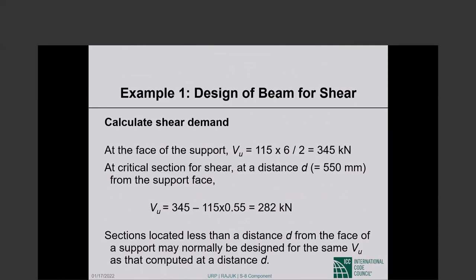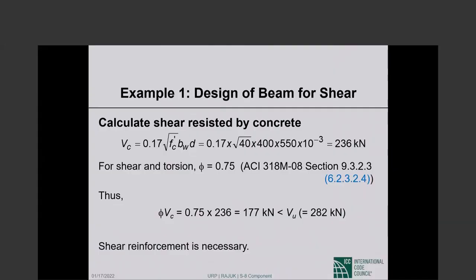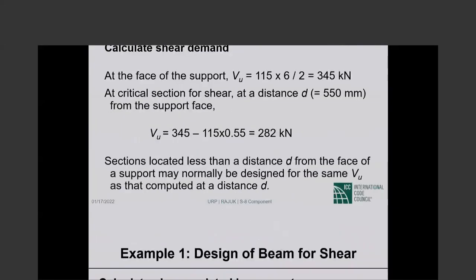D is 550 millimeters. So V sub U is the 345 at the support face minus the 115 kilonewton per meter load multiplied by the 550 millimeter, which is 0.55 meter. So that gives us 282 kilonewtons of shear at the critical section as opposed to 345 at the support. Sections located less than a distance d from the face of support may normally be designed. We have gone through all of that. Okay. So we have a design shear of 282 kilonewtons.